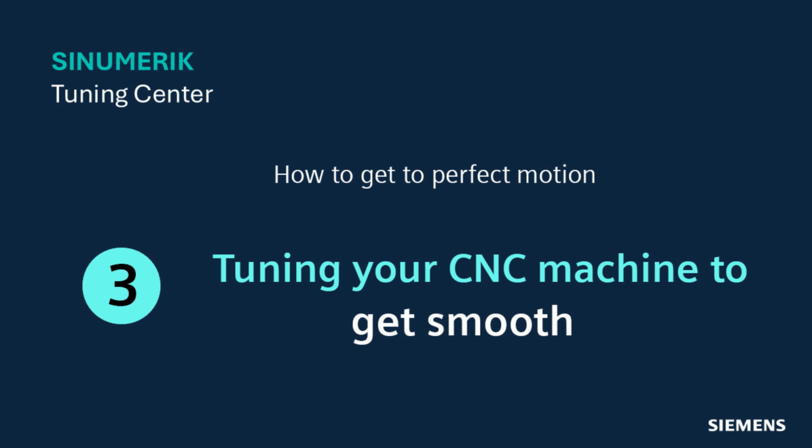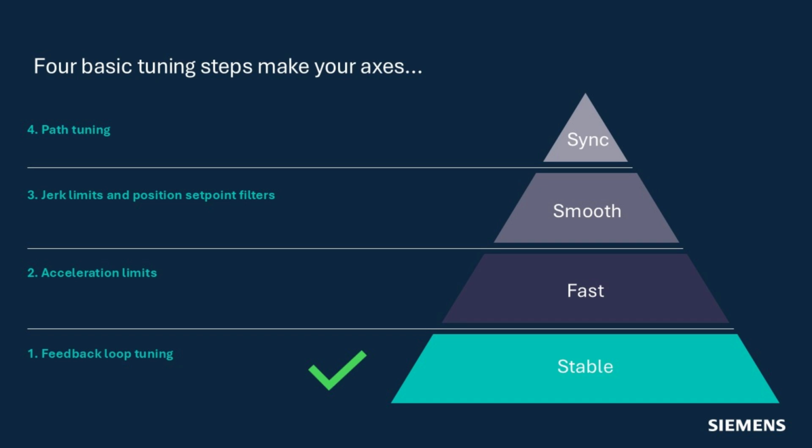Hi again and welcome back to our series, How to Get to Perfect Motion. In the previous videos, we showed you how to make your axes stable with feedback loop tuning and fast by finding the right acceleration limits. Today, we'll focus on jerk limits and position set point filters. With these settings, we'll make axis movements as smooth as needed to prevent vibration.